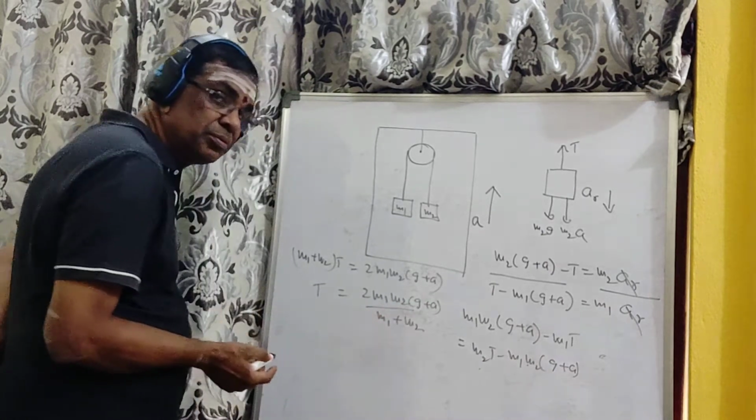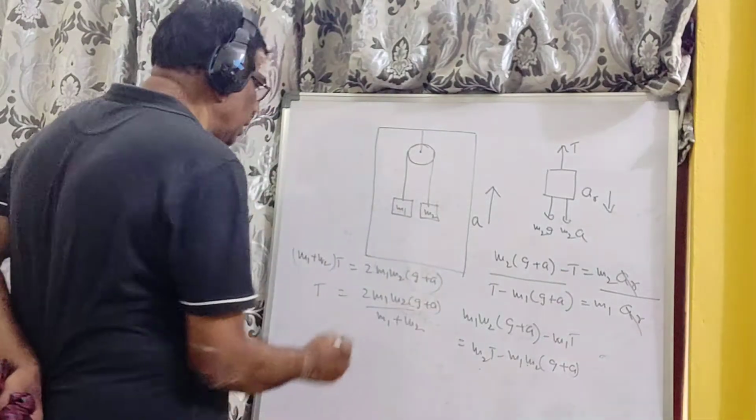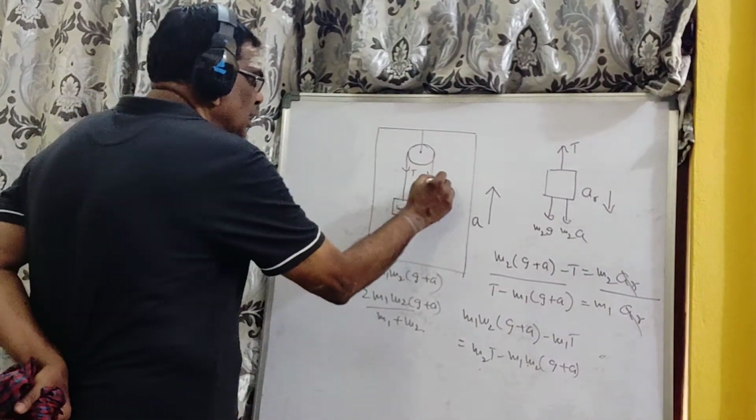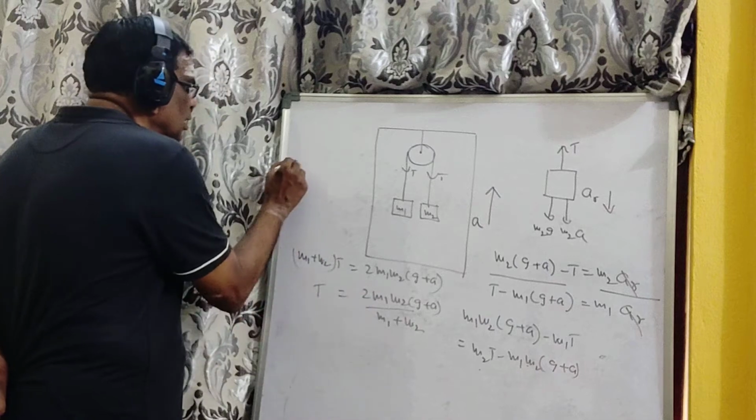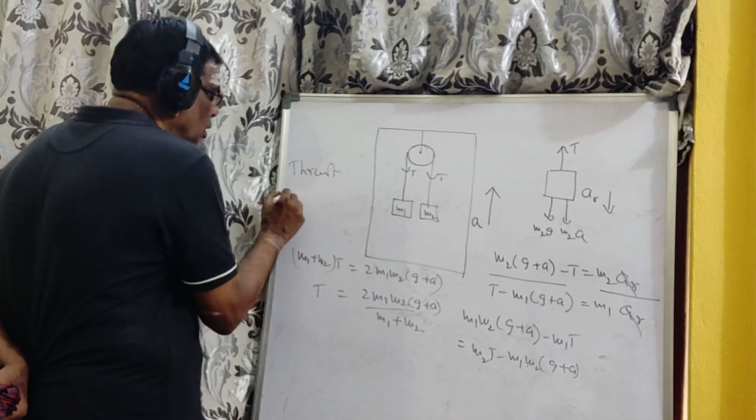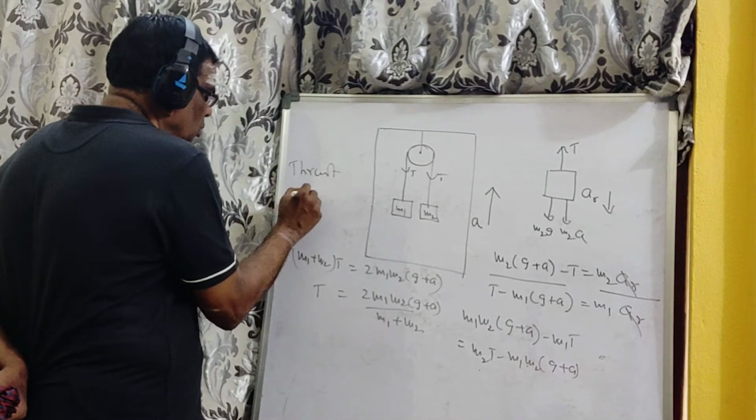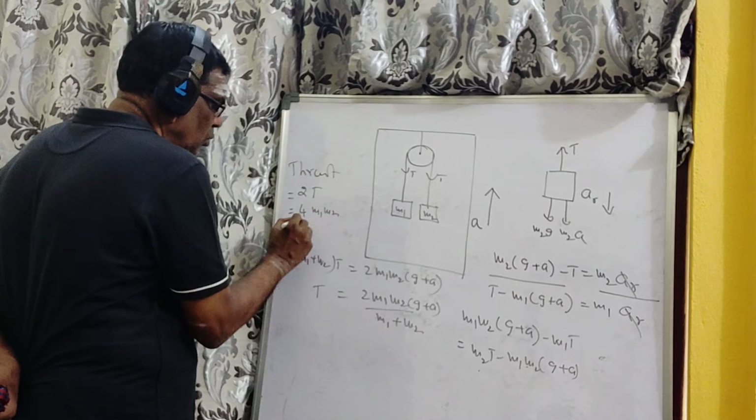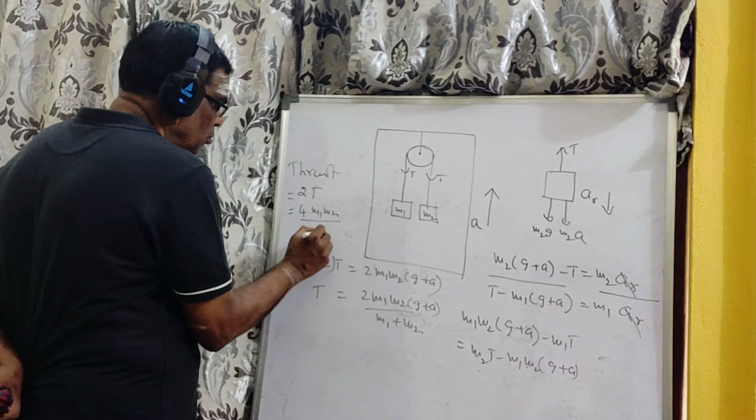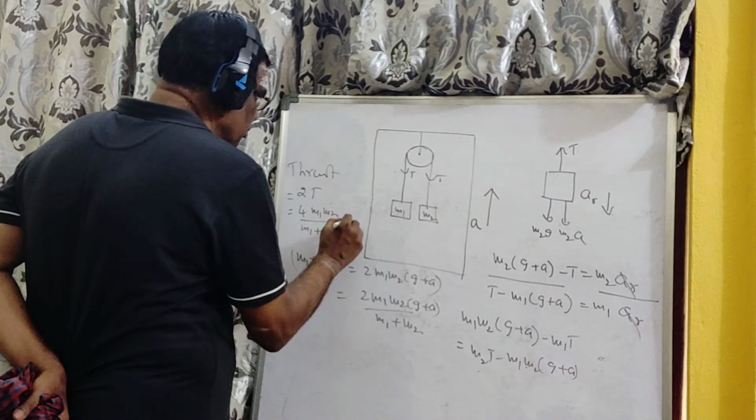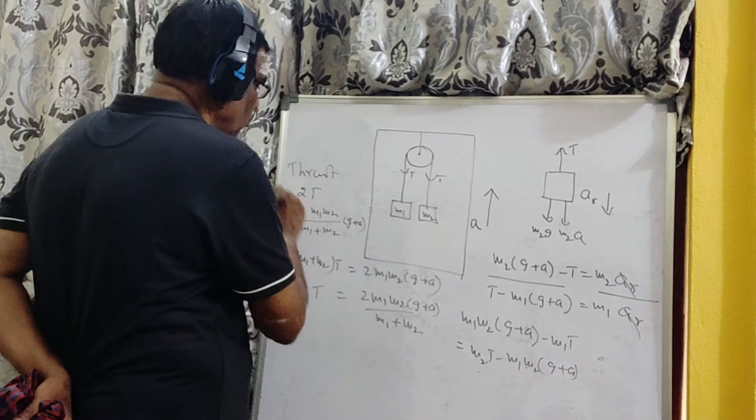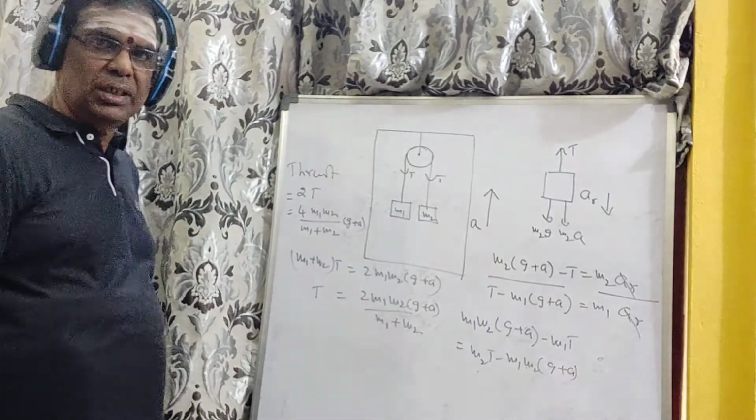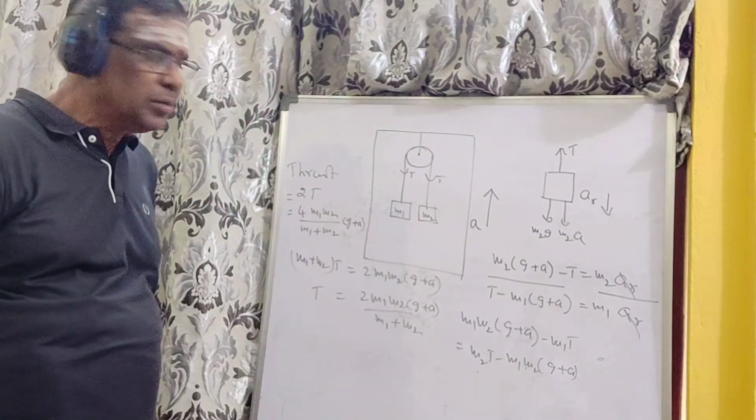is the tension. What is the thrust on the pulley? Thrust here, T, total 2T. So thrust is equal to 2 into T, that is equal to 4 m1 m2 by m1 plus m2 into g plus a. Okay?